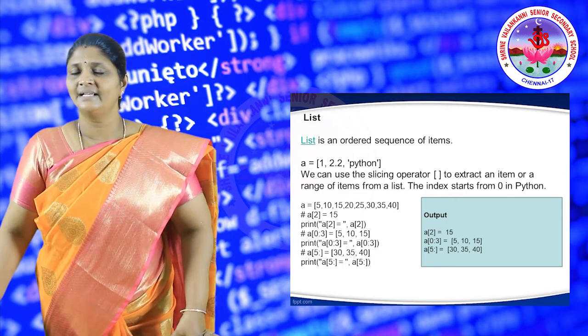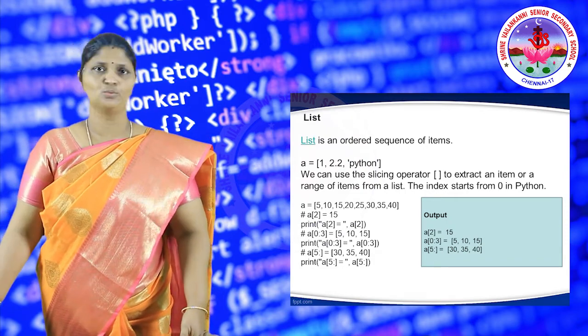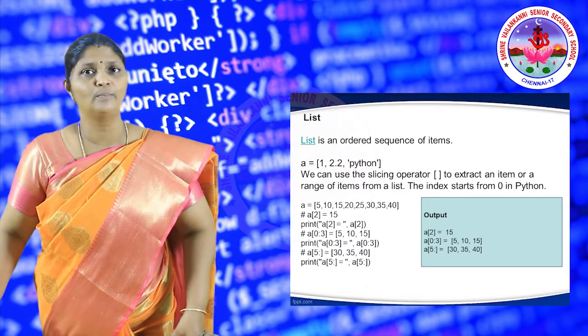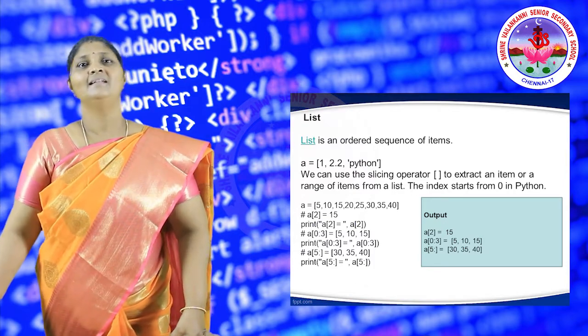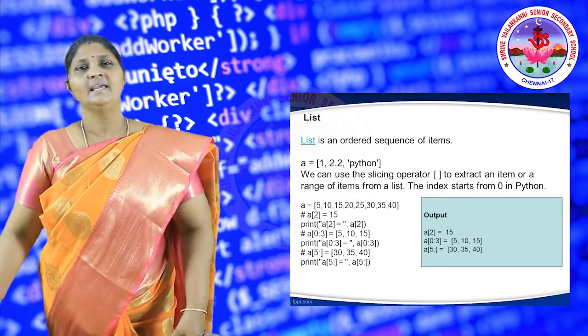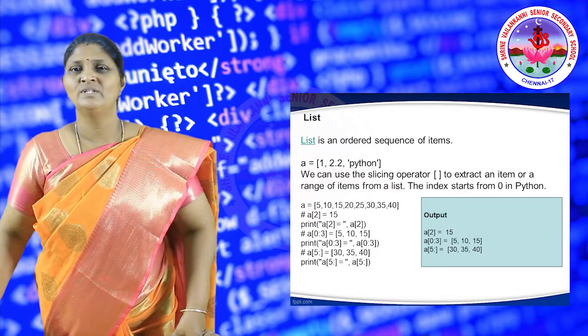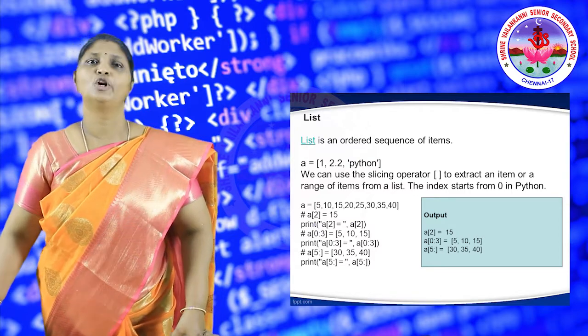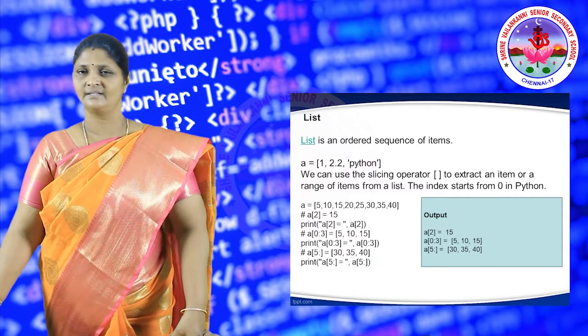Here the index is starting from 0 as usual. We know very well that the lower bound is always 0. Let's see an example here. A is a list here which has 5, 10, 15 till 40. We have 8 numbers.